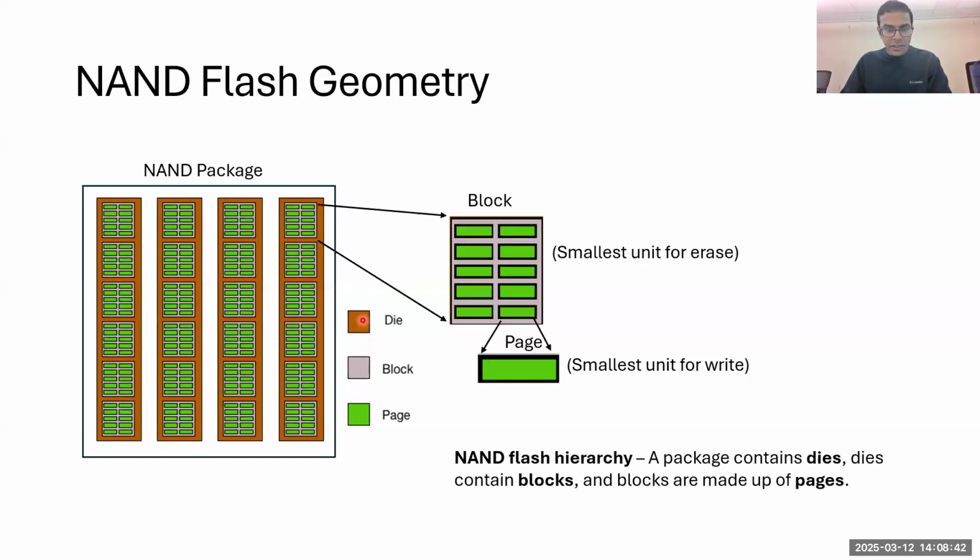And each die is divided into several blocks, and they are the smallest units for erasing. So you can see the blocks that are gray here. Each one here is a block, and in this example, each die has 6 blocks. And each block will have multiple pages shown in green here, and these pages are the smallest units where data is written. So understanding this hierarchy is very important because it impacts how data is stored, read, and erased in an SSD.